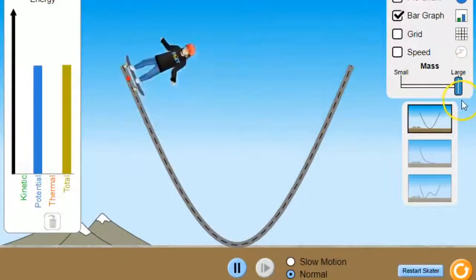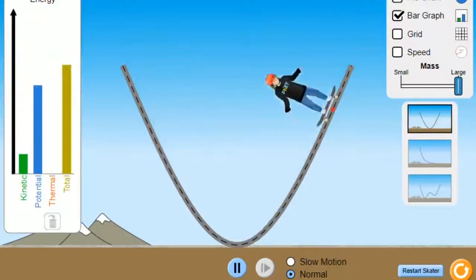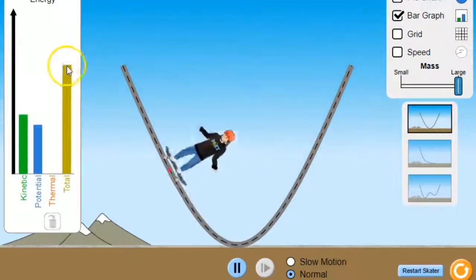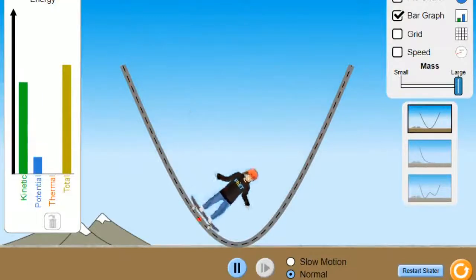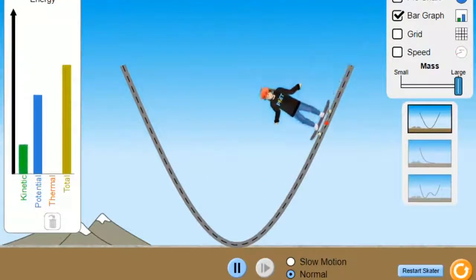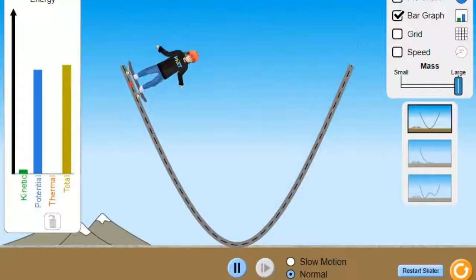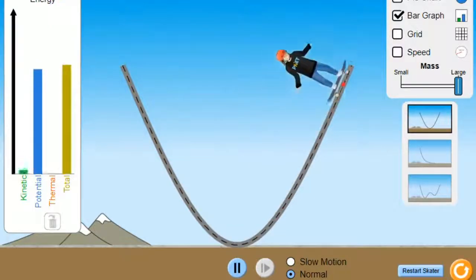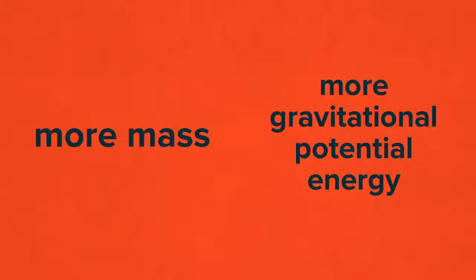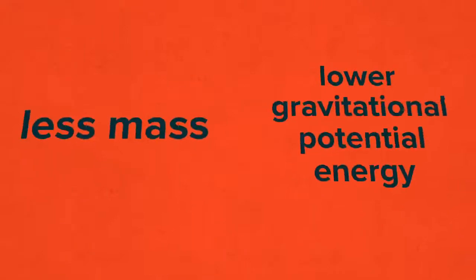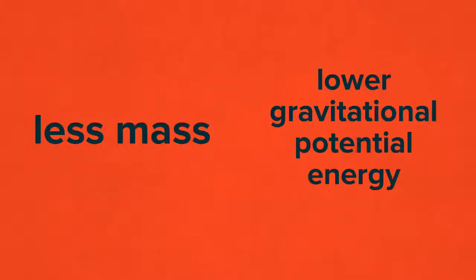Now let's look at a skateboarder with a large mass. The lines over on the left in the graph are much larger. We have more total energy. We also have more potential and kinetic gravitational energy. When something has more mass, it also has more gravitational potential energy. When something has less mass, it has lower gravitational potential energy.